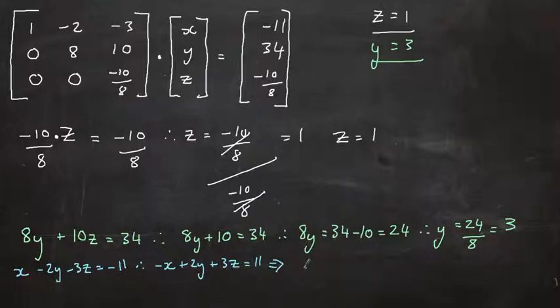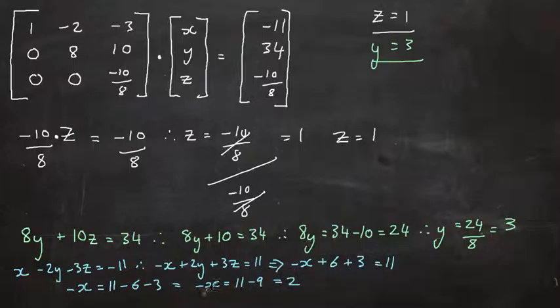So this gives us minus x plus 2y, which is 2 lots of 3, minus x plus 6 plus 3 lots of z, which is 3 lots of 1. So that's 3 equals 11. So minus x plus 6 plus 3 equals 11. If we get minus x on its own, minus x equals 11, take away 6, take away 3. So minus x is equal to 11, take away 9, which is equal to 2.